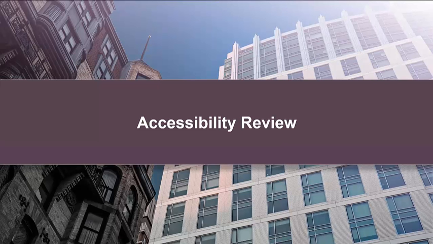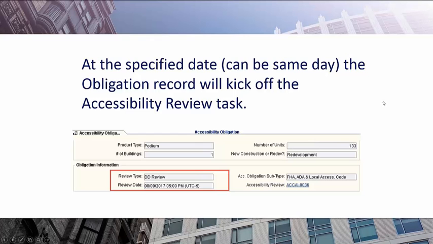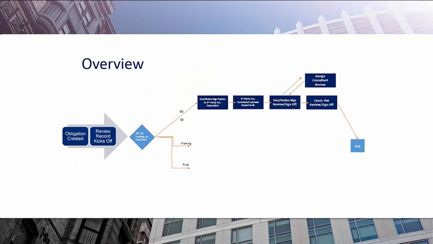So that's really how simple it is to create the obligation record. You really just go in, you say, hey, this is some information about this, and this is the date that I need to kick off either the CD, the DD, the framing, or the final, and you're done with it. Once that date rolls around, then a task will be created, an email will be generated for you to start the accessibility review process. So let's take a look at that. Again, it's based on the review type and the date, what happens next. And let's take a look at a few of the options on here.